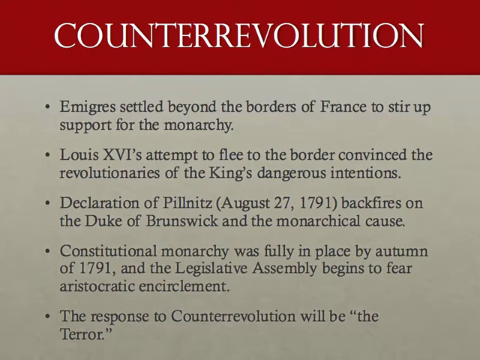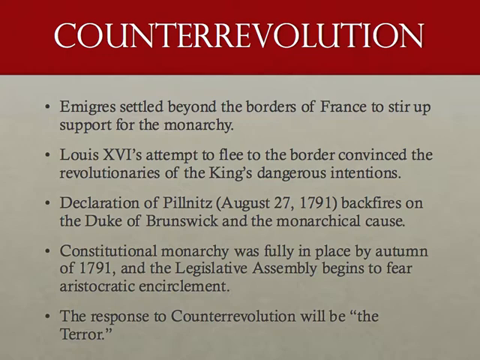So the constitutional monarchy was fully in place by the autumn of 1791, and the Legislative Assembly, though, begins to fear that there is an aristocratic encirclement, that the king has a constitutional duty. Aristocrats are outside of France. They are advocating for the king, and this is all problematic. This is a middle path that's unsustainable specifically because of the external pressure on the French government at this time.